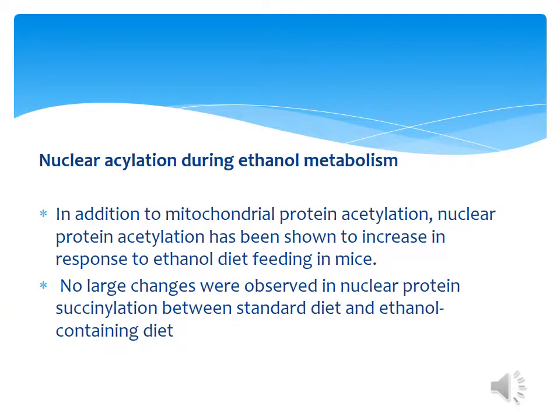In addition to mitochondrial protein acetylation, nuclear protein acetylation has been shown to increase in response to ethanol diet feeding in mice. There is a possibility that other acyl modifications were altered in the nucleus in response to ethanol diet feeding. Similarly, changes in acyl modifications were observed in the nucleus as in the mitochondria. Finally, no large changes were observed in nuclear protein succinylation between standard diet and ethanol-containing diet.